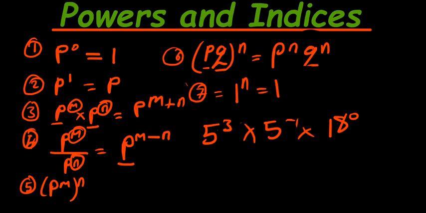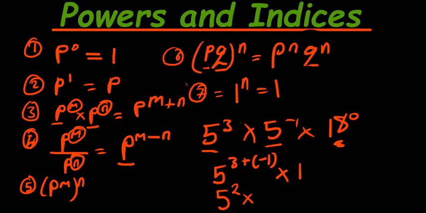So we know that here we're going to have a 1. Now here, as you can see, the bases are the same, and you are multiplying. What do you do with the powers? You add them. So you maintain the base, which is 5, and then you say 3 plus, here it is negative 1, you put it in brackets, and then multiplication, and then 18 to the power 0, and any number to the power 0 is 1.